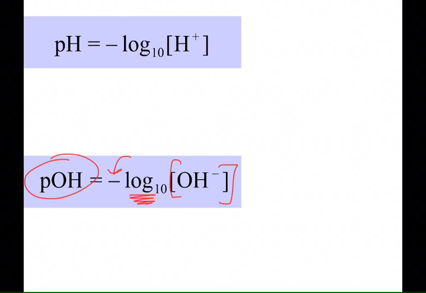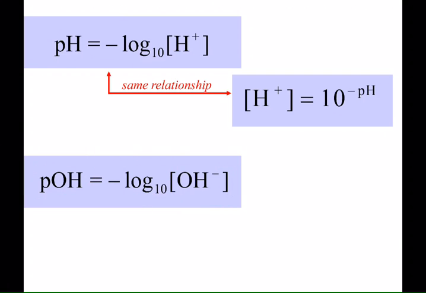Well, let's just say you don't have the hydrogen ion concentration, you have the pH. If you have the pH and you want the hydrogen ion concentration, you take 10 raised to the negative pH, and that will give you your hydrogen ion concentration. And there's a similar thing for the hydroxide ion down here.